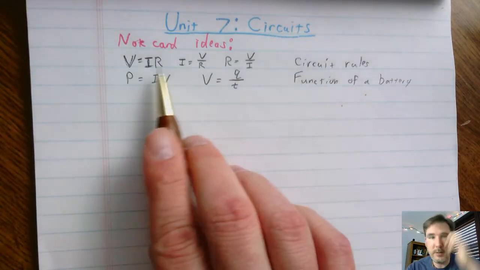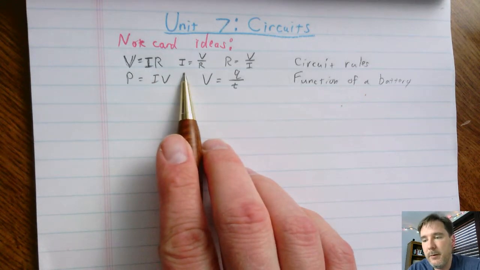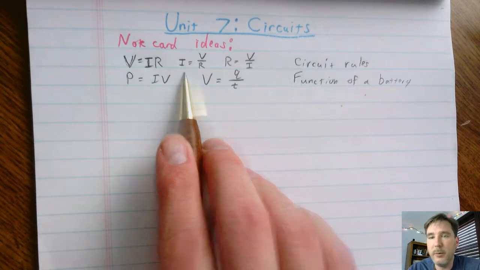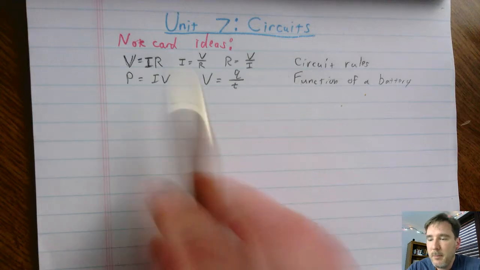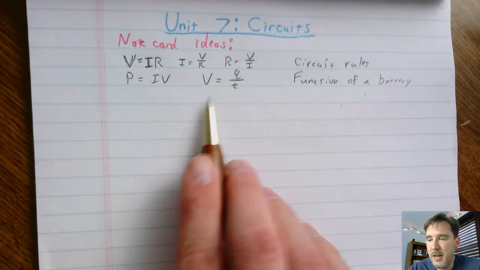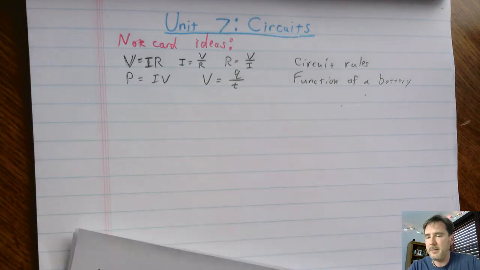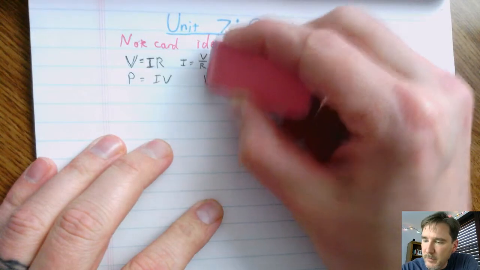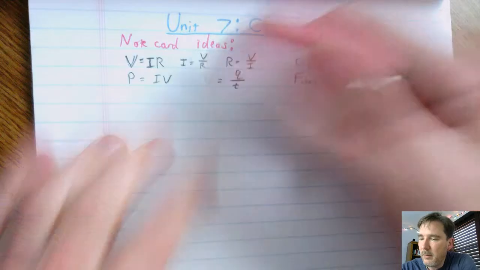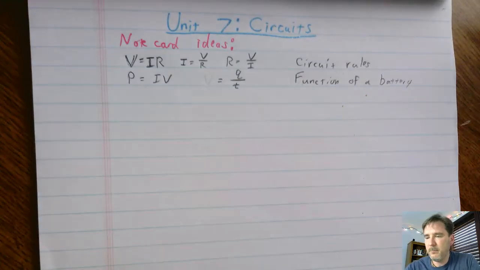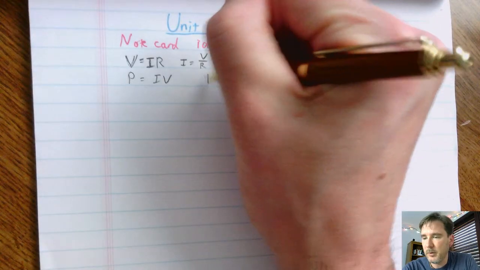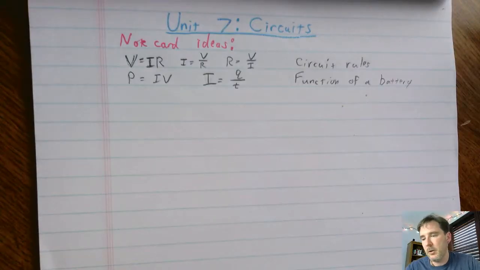Obviously, the three main equations that show the relationship between voltage, current, and resistance. Power equations can be nice, and then voltage is just charge per time. That's not even right. Let me erase that before anybody gets that wrong. That's not voltage. Current is charge per time. So how many charges go by per second would be it. Boy, that was up there for a while.